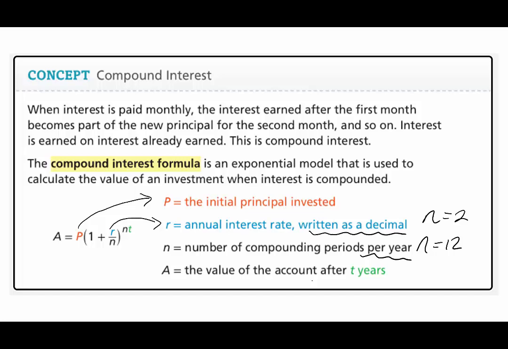The A value is what we're left with, so the population that we're left with, the bacteria that we're left with, the amount of money that we're left with, and notice that this is measured in years.